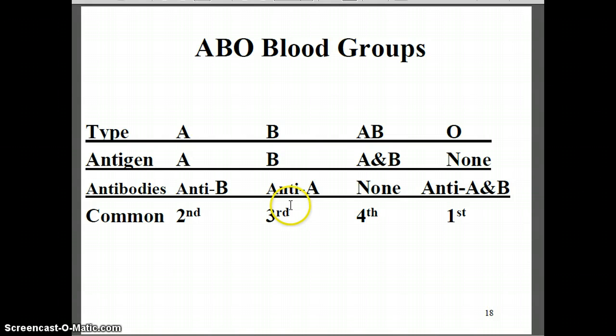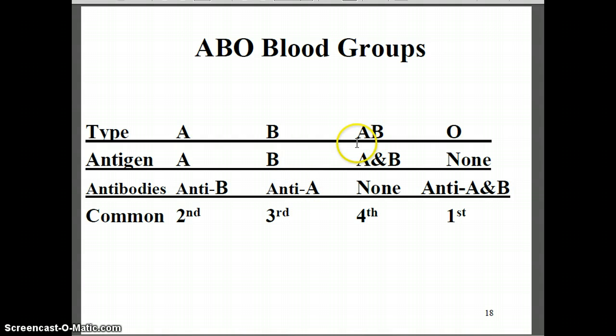Here are the ABO blood groups. Blood type A has antigen A. It will produce antibodies against B. So if you have type B blood and you are given type A, your blood will agglutinate. So you do not want that. If you are type B blood and you have type A antigen given to you via transfusion, it will agglutinate. Also not a good thing.